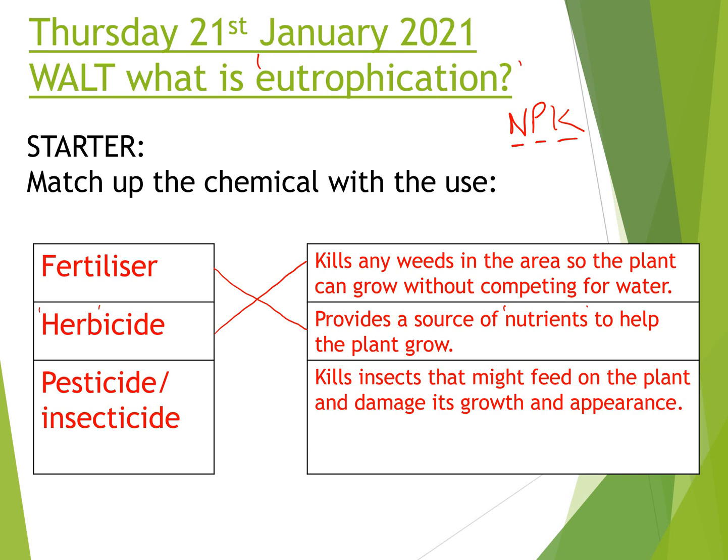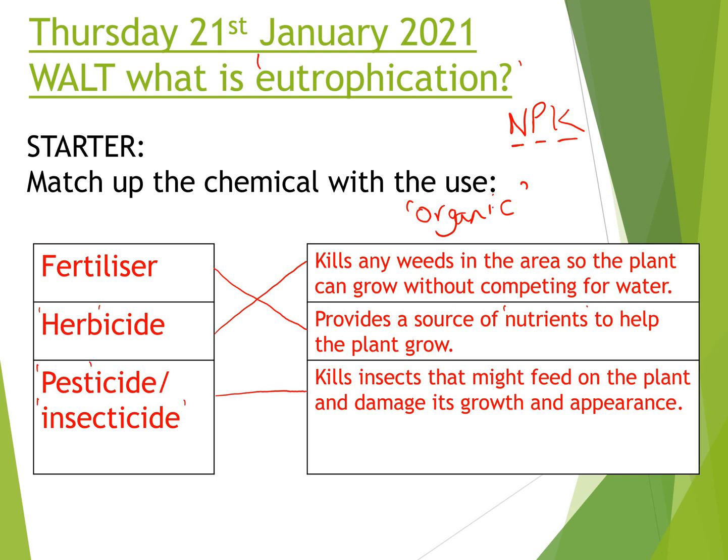And this last one, sometimes called pesticide, sometimes called an insecticide. They kill insects that might feed on the plant and damage its growth and appearance, thereby reducing the crop size again for farmers. So if you're an organic farmer, you will not be using any of these types of chemicals.